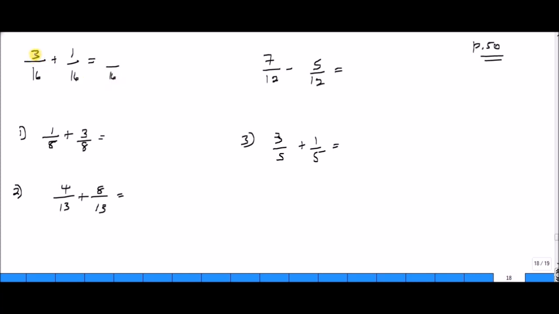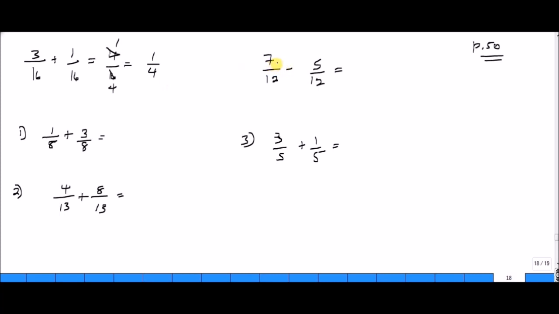So we have 3 plus 1 would be 4 over 16. Now we could reduce 4 over 16 even further by dividing the numerator by 4, which would give us 1, because 4 into 4 would give us 1. Hold on, let's fix this properly. So this would have been 4 16ths, and 4 into 4 would give us 1, and 4 into 16 would give us 4. So that is how they got a quarter.